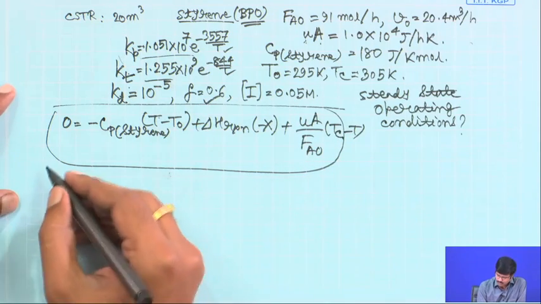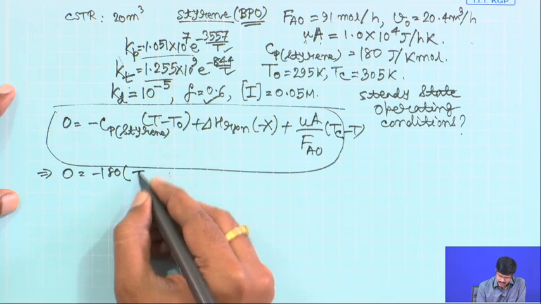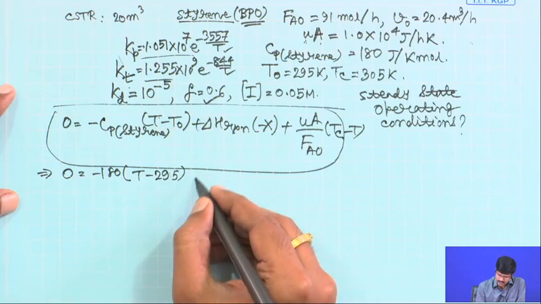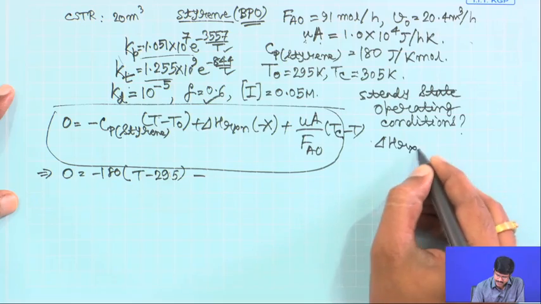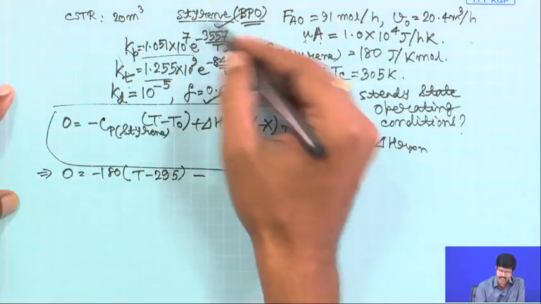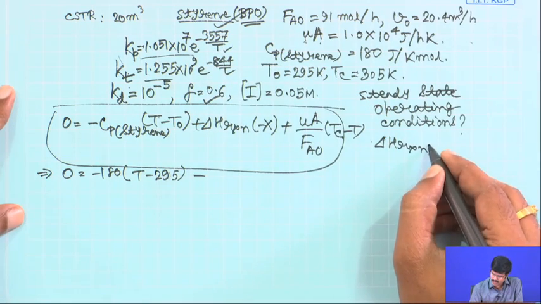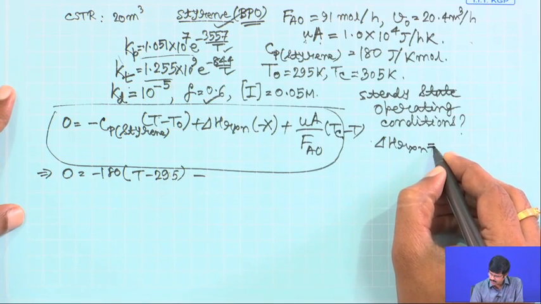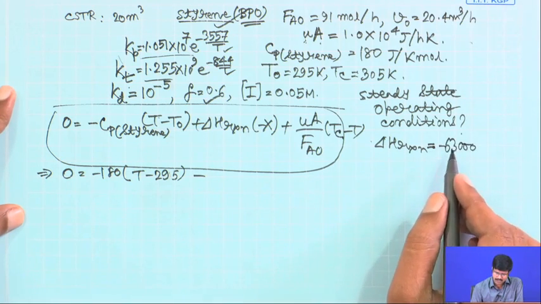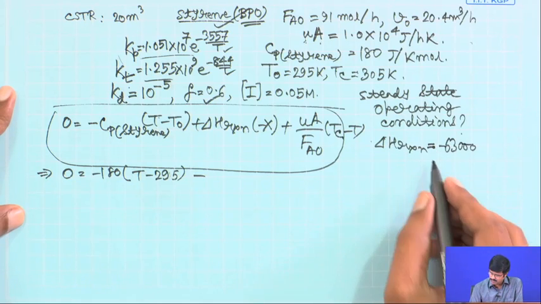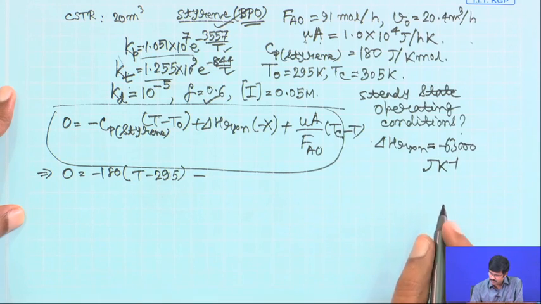So, if you put the values in there, it will be 0 equals minus 180 into T minus T0, which is 295, minus, okay, one more value has to be given, which is delta H reaction. It is an exothermic reaction, styrene polymerization. Vinyl monomers, when they polymerize, will typically polymerize exothermically, a lot of heat will be generated. So, delta H reaction here, this is again from the literature that I had obtained, is minus 63,000 joule per Kelvin per mole.